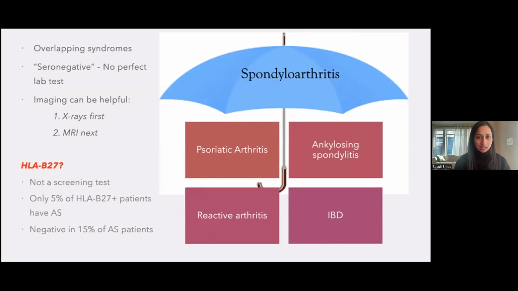There's no perfect lab test to diagnose it. Imaging can be super helpful. If someone's coming in with back pain that seems inflammatory, you can get x-rays to help diagnose SI joint inflammation. Know that they can often be negative in early disease. MRI can be helpful if the x-ray is negative, but you're pretty convinced that the patient has inflammatory spondyloarthritis. And then the HLA-B27 gets talked about a lot. It's not a screening test. Only 5% of patients who have HLA-B27 positivity actually have ankylosing spondylitis, although they are at risk of developing it later in life. And it can be negative in patients with spondyloarthritis 15–20% of the time.